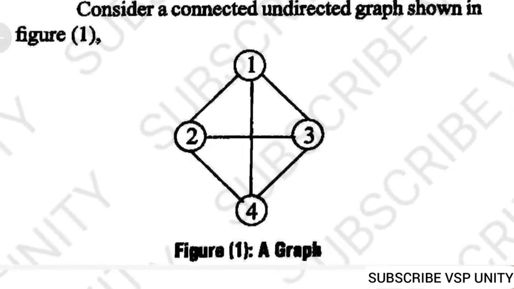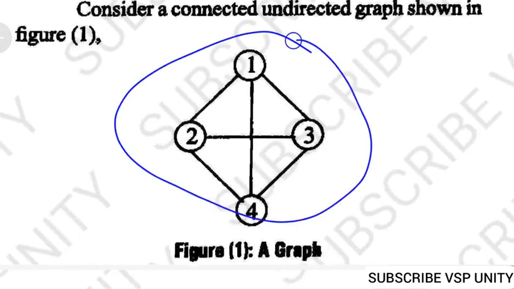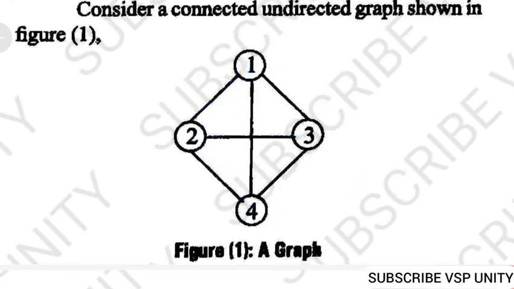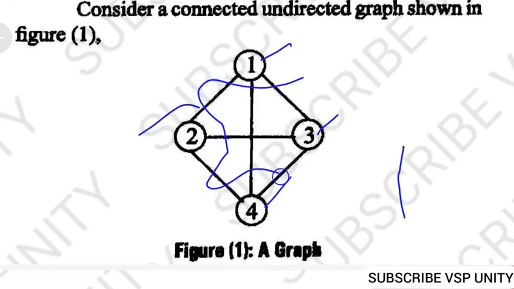See this figure. You have a graph with 1 2 3 4 as vertices, and we have a path from 1 to 2, 1 to 3, 1 to 4, and 2 to 4, 2 to 3, 2 to 1, and each and every vertex has a path to another. If you want to form a spanning tree of this graph, we will select all the vertices at least once within that tree, but we will have only a subset of these edges. We won't have all these edges.